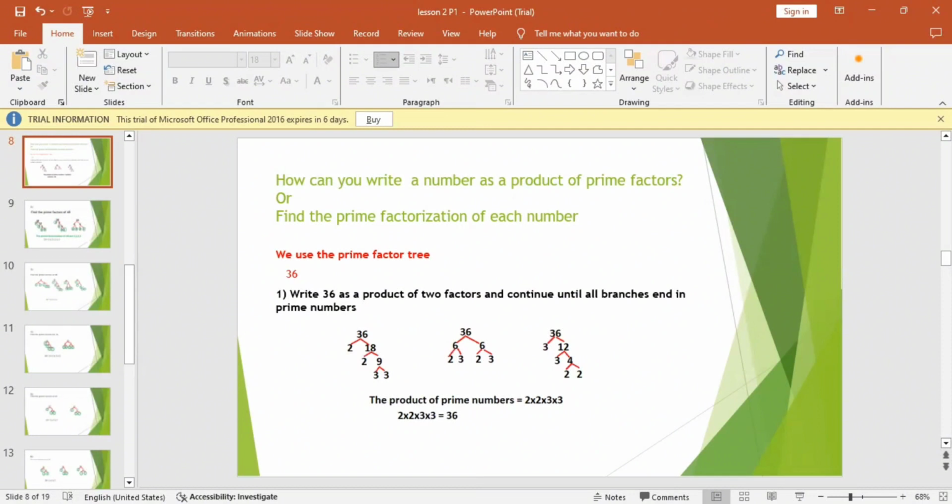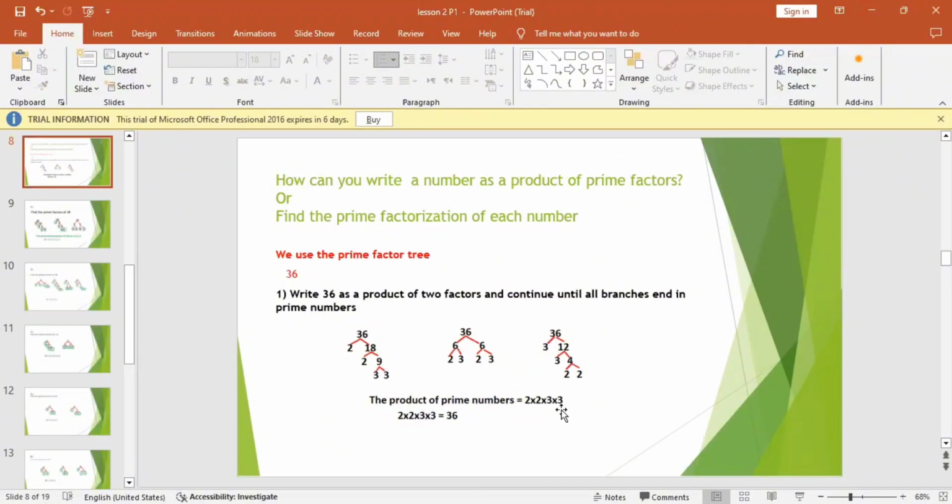Another method. How can I get 36? I can get it by multiplying 3 by 12. 3 is a prime number, so let's go to 12. How can I get 12? By multiplying 3 by 4. 3 is a prime. Okay, go to 4. It's a composite. How can I get 4? By multiplying 2 by 2. Also, I can find 2 2's and 2 3's. So the product of prime numbers is 2 times 2 times 3 times 3.